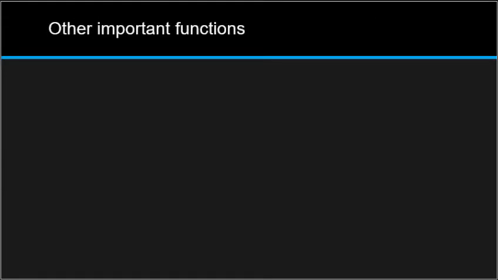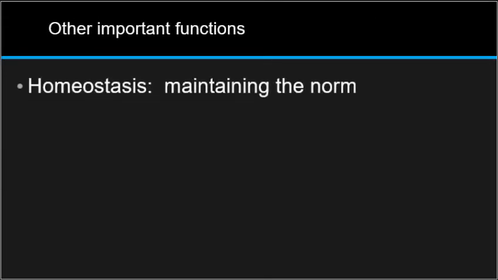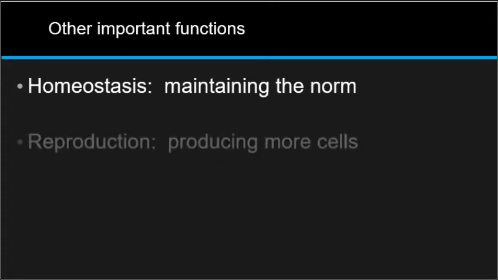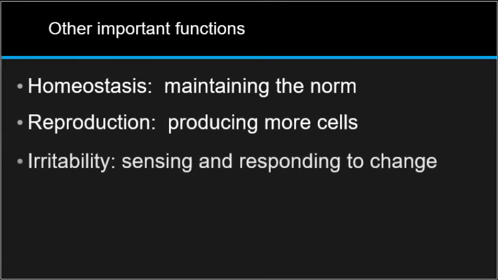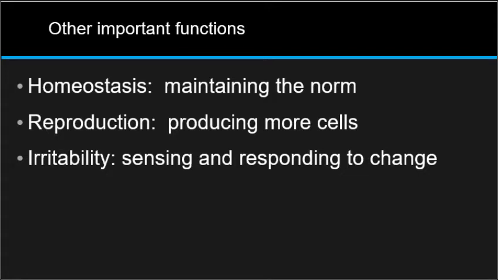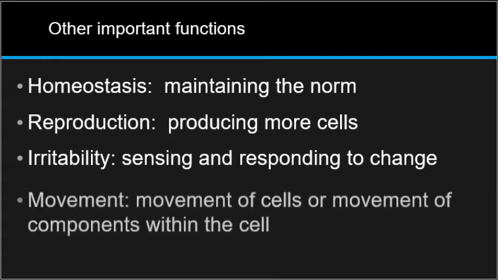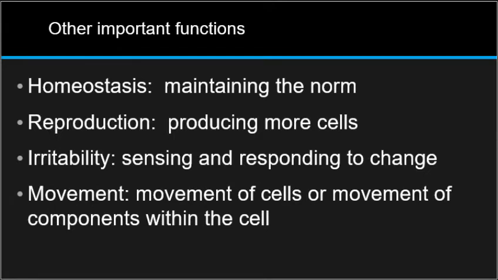All right, this one's under just other important functions. Homeostasis, that's maintaining the normal. Reproduction, producing more cells. Irritability, sensing and responding to change. We know that's one of the criteria for living things. And movement, also a criteria, right? It's sensing and moving, right? Movement of cells or movement of components within the cell. And I believe that's all of our 11, yes?